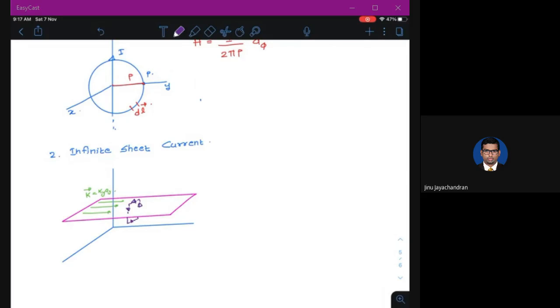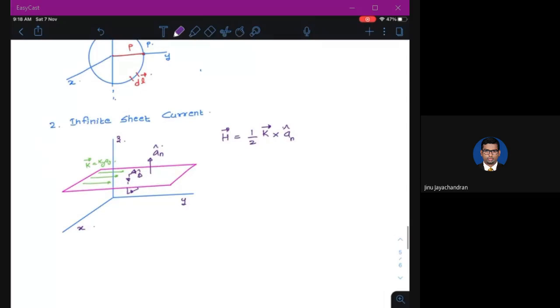And the magnetic field induced is given as 1 by 2 K cross aN, where aN is perpendicular to the sheet, which is in the Z direction. So this is Z, this is Y, this is X. We are not going into the derivation of this, but make sure you understand the formula so that we can make use of the formula in our problems. Okay, this is for an infinite sheet of current.